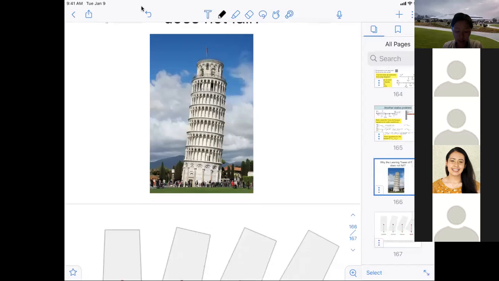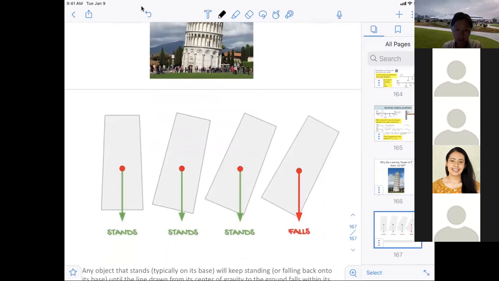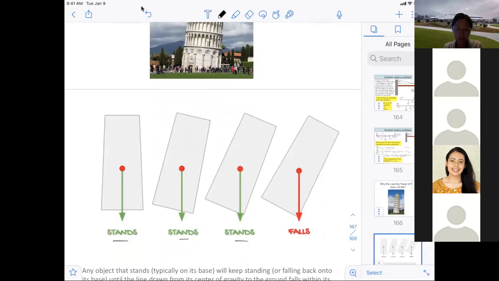So when gravity is still within the base, you will stand. But if your gravity shifts over to out of the base, then you will definitely fall. So here I've shown you the different tilting points, or you can see that by moving your center of mass higher is also equivalent to tilting over more, so that the gravity is out of the range of your base.